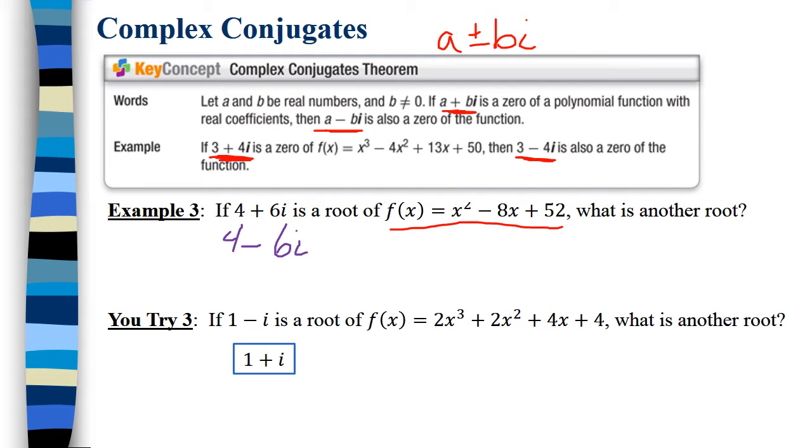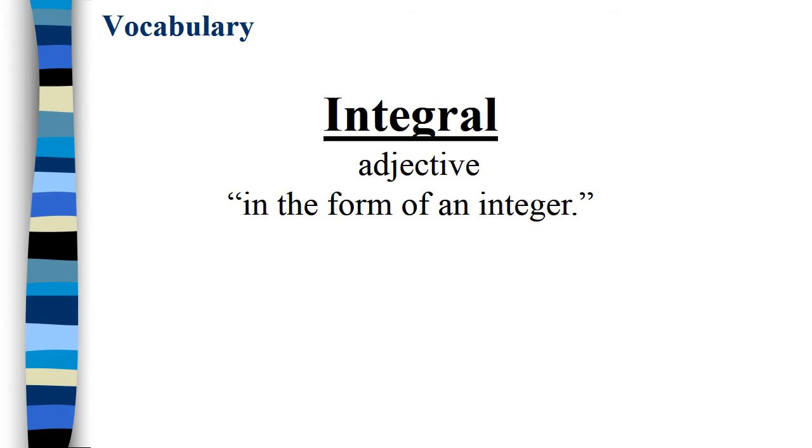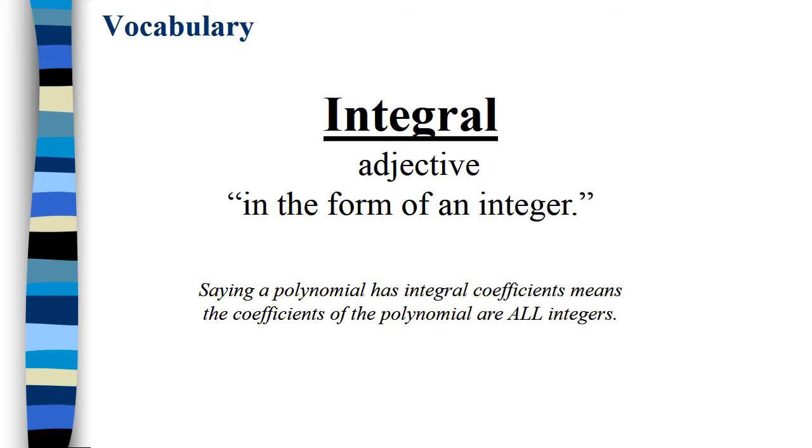Okay, here's the answer. And so the other vocabulary word that we need to make sure you understand is integral. You'll see this come up in a couple problems. What integral means is in the form of an integer. And so if we say that a polynomial has integral coefficients, that means that the coefficients of the polynomial are all integers. So if we're writing ax squared plus bx plus c, that means that a, b, and c all have to be integers. Remember, integers are like -2, -1, 0, 1, 2, etc.